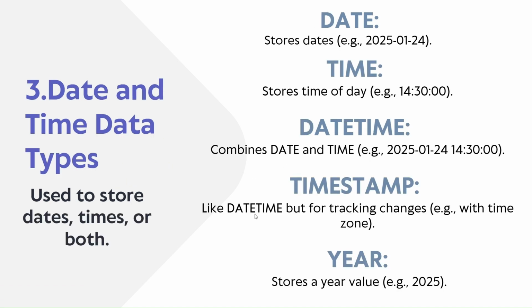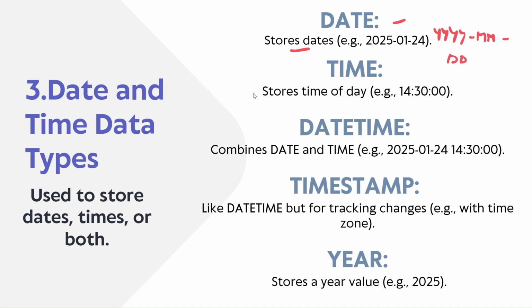The next data type is date and time data types. So it is generally used to store dates, times or both. Now let's get into it. So the first one is date. When we use date, we mean that it is used for storing dates like 2025, 01, 24. It is usually stored in the format of year, month, and date.